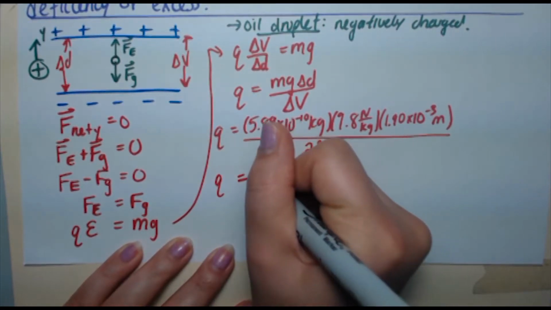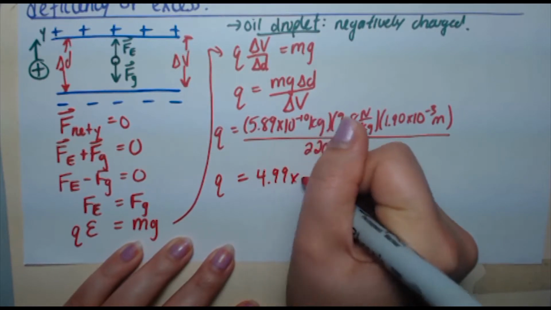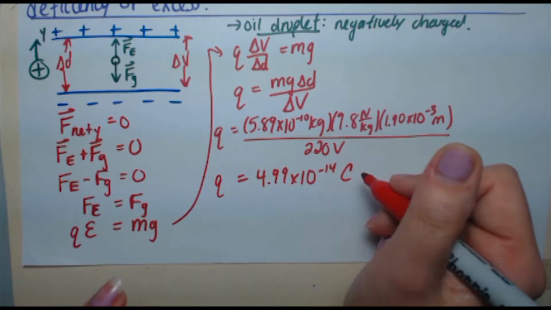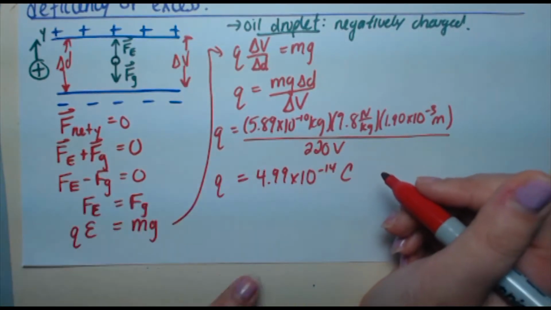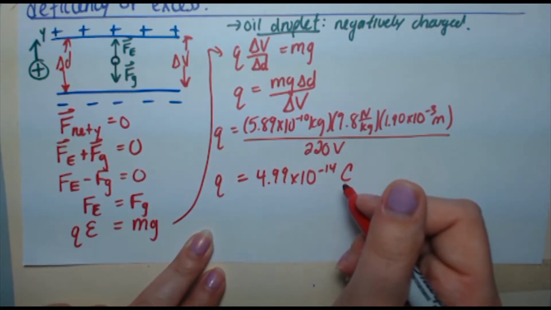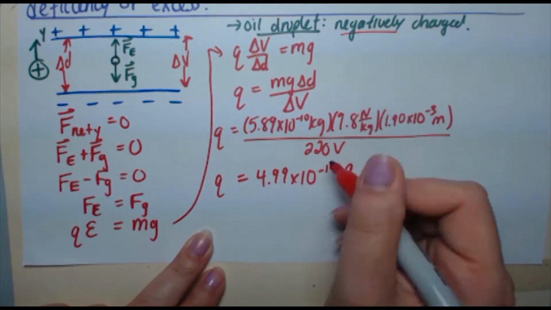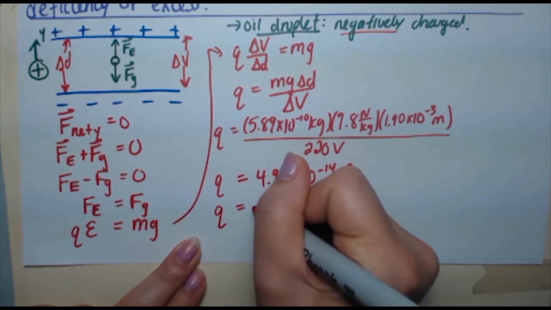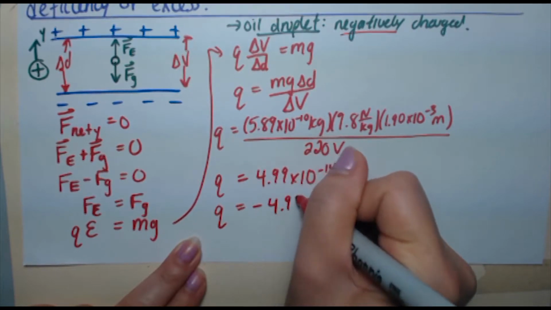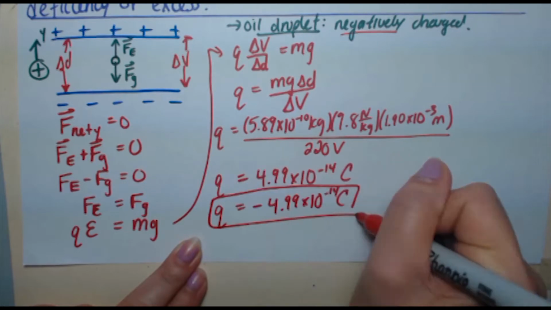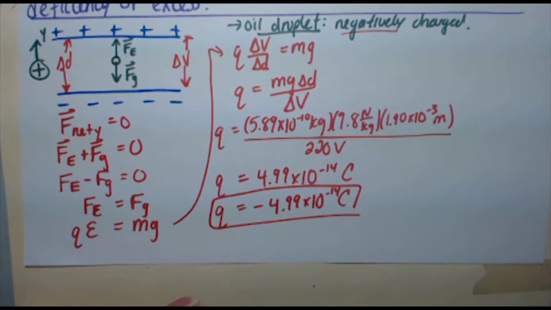with Q as 4.99 times 10 to the minus 14 coulombs. Now, I did write Q here because that's how it came out when I plugged it in, but bear in mind that I stated up here it's negatively charged. So therefore, I'm going to put my actual answer as minus 4.99 times 10 to the minus 14 coulombs. There we go. So there's my charge.